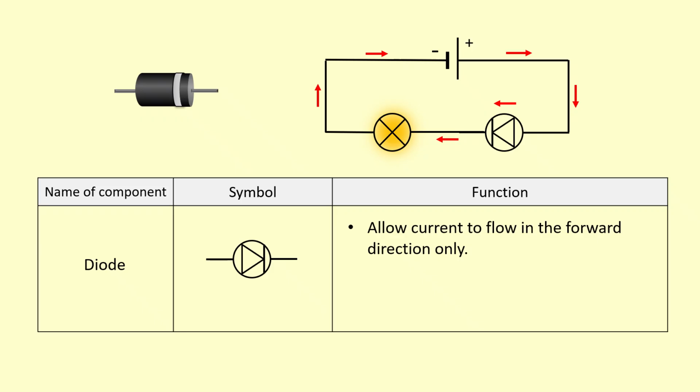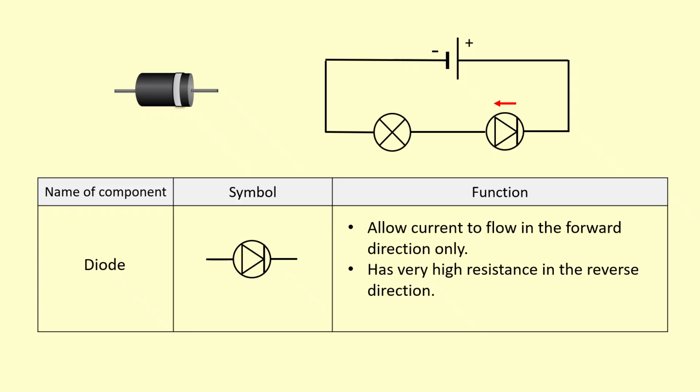However, if I connect the other way around, so let me flip the diode around. Now, if I connect it this way, the current is still flowing from positive to negative, or is trying to anyway. But because the arrow is pointing the other direction, it will not let the current flow. So basically, a diode has very high resistance when connected in the reverse direction, and it would not let the current flow in the reverse direction.